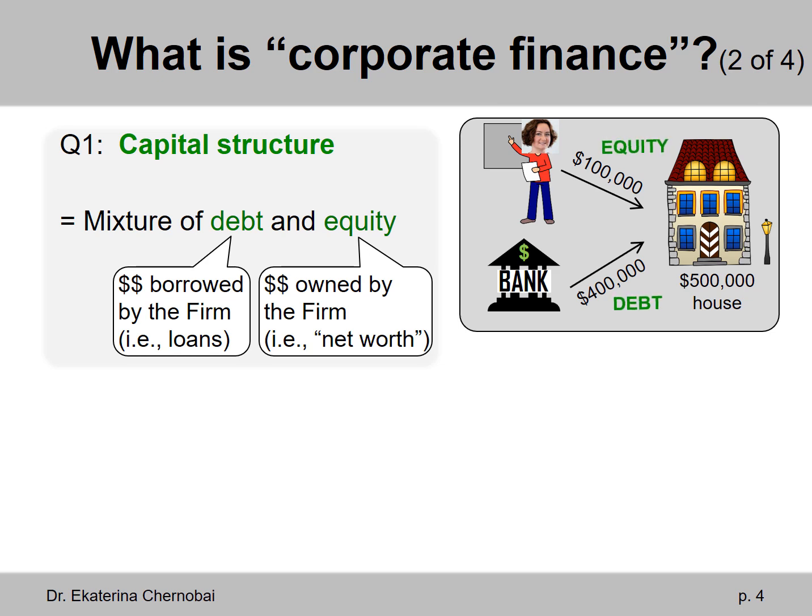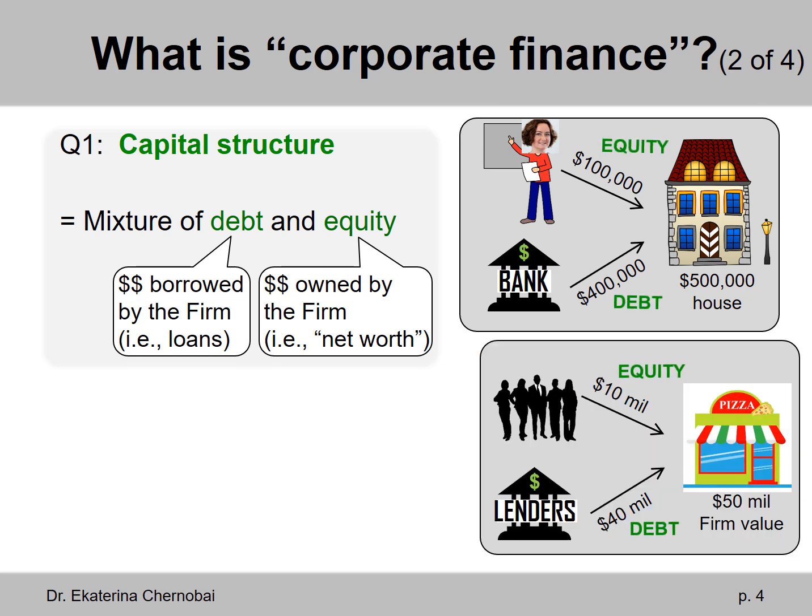This is debt. Similarly, a company may be worth $50 million, and out of that large number, $10 million would be equity. So this is the money essentially split between the owners. So the owners have $10 million in their pocket essentially. And the remaining $40 million would be debt. So that would come from some sort of loans.